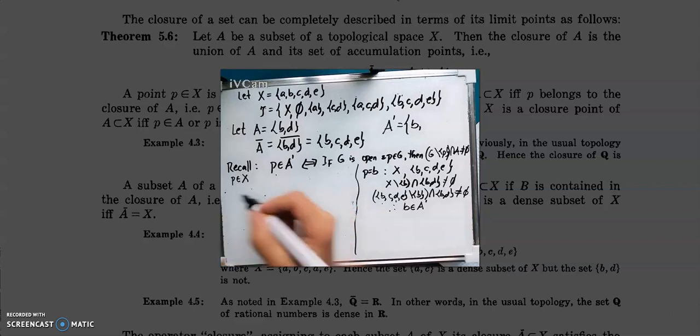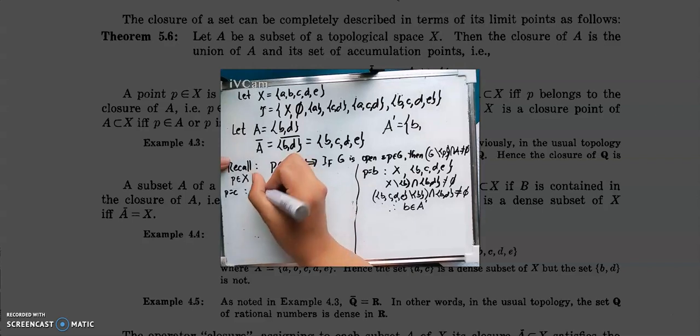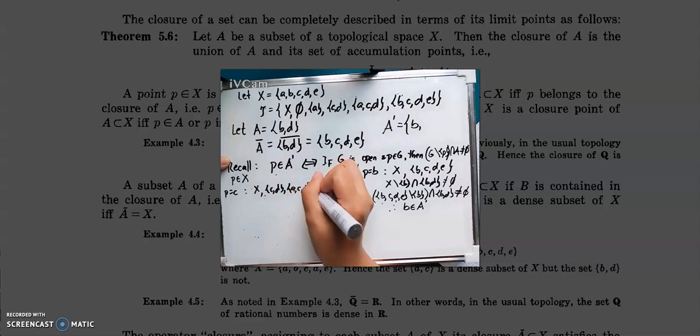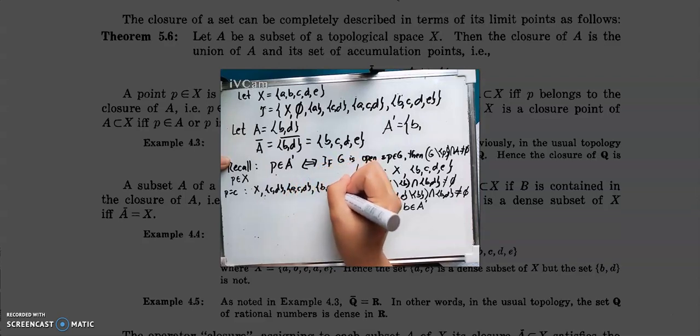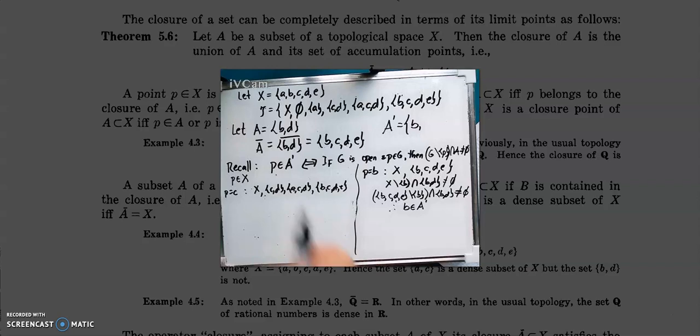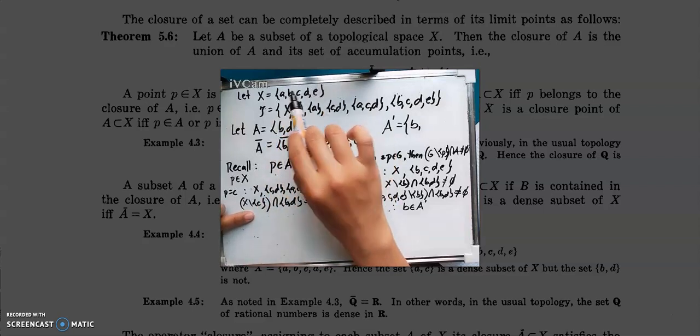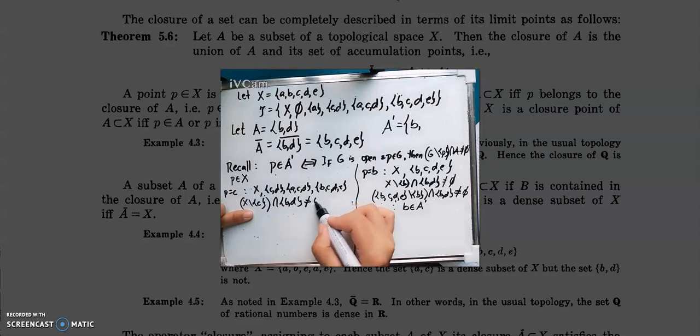Okay. Now, for when P is equal to C, we have open sets containing C. We have X, CD, ACD, and BCDE here. So, if we have X minus C, then intersection with A, we have BD. So, minus C, we have ABDE. So, common is the set BD, it is not empty.